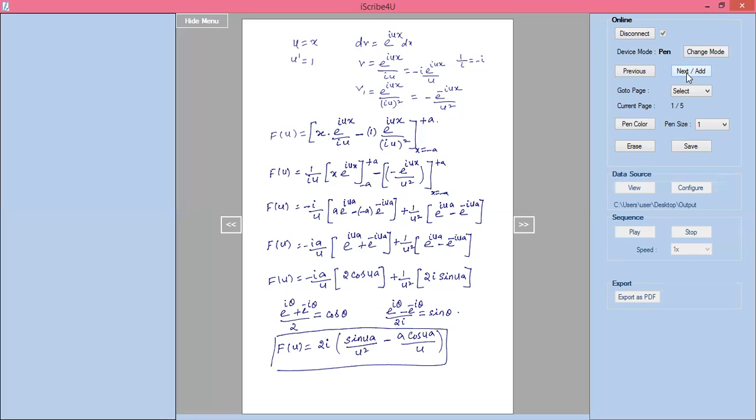So you should know all these. Using these concepts only we will simplify. e power i theta plus e power minus i theta divided by 2 is cos theta. e power i theta minus e power minus i theta divided by 2i is sin theta.